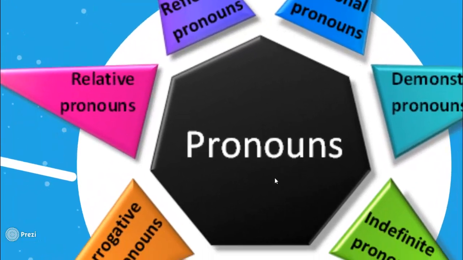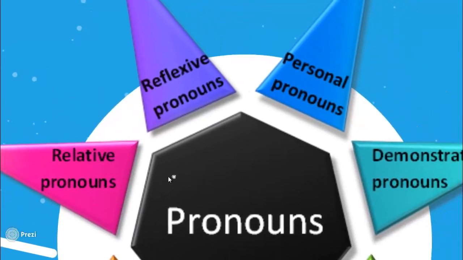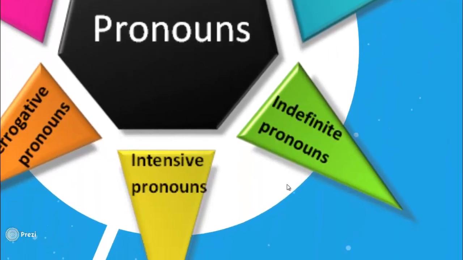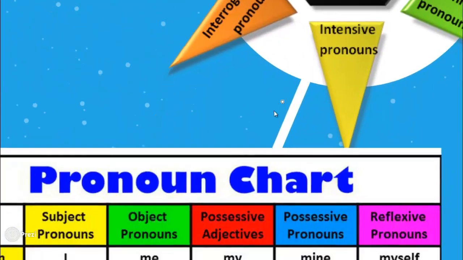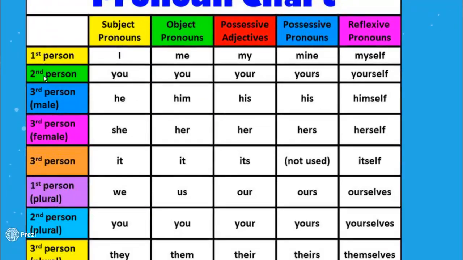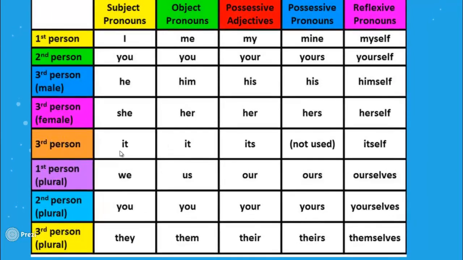We have the pronouns. Yeah, the pronouns we know. We have relative pronouns, reflexive pronouns, personal pronouns, demonstrative pronouns, indefinite pronouns, intensive pronouns, and interrogative pronouns. Some examples of these are found here in the pronoun chart. So we have the first person, the second person, the third person, if it is male or female, and the one that is in the middle, and then the first person plural, second person plural, third person plural. This will be the indefinite third person.